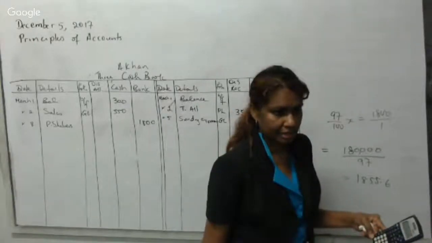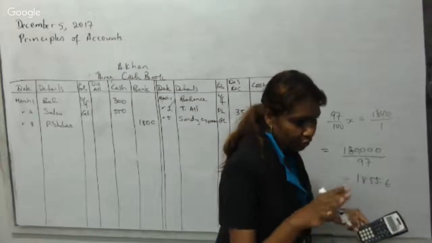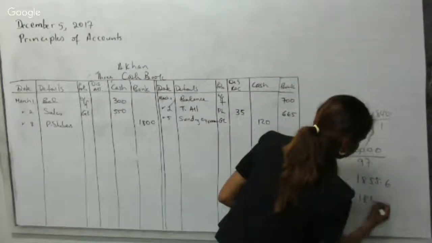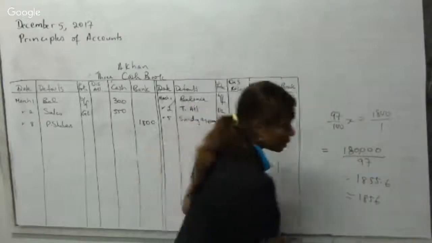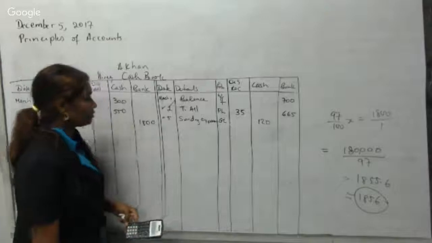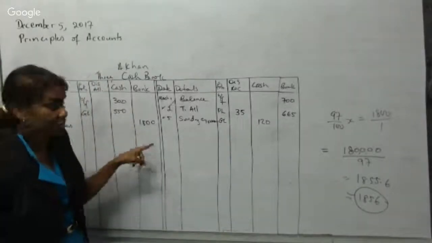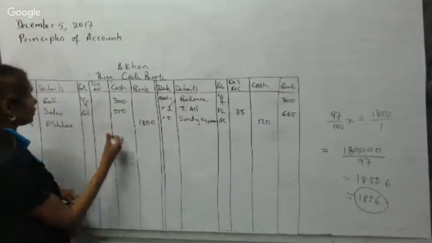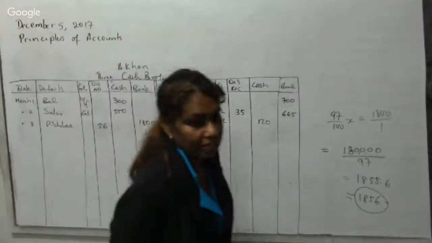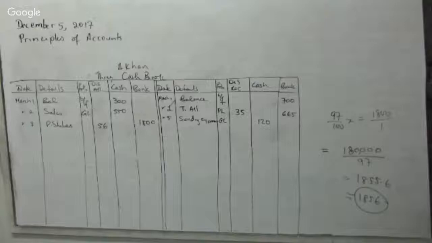1,855.6. We don't want to work with decimals in the statement, so we're going to round it off to 1,856. So the whole was 1,856. And if what he received by check was 1,800, it means the discount has to be 56. It's very close to what you just got, 54, but 54 is not correct.